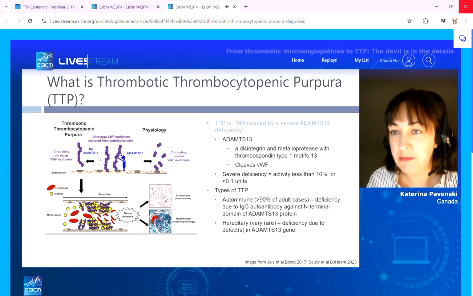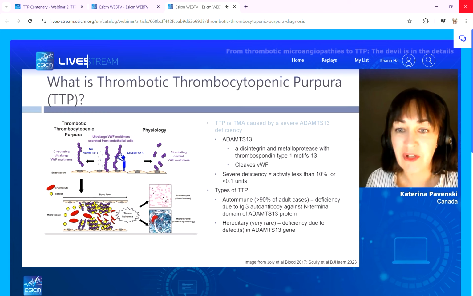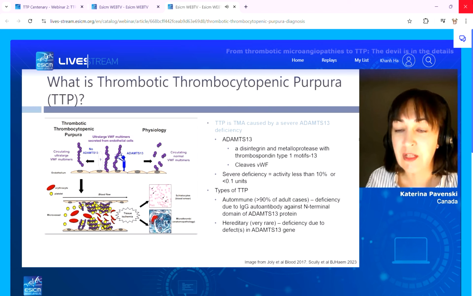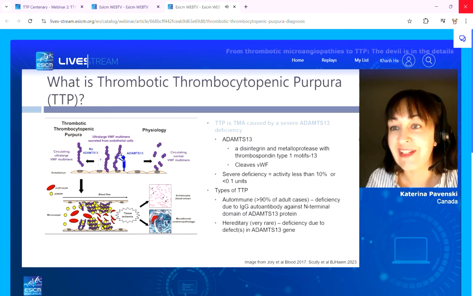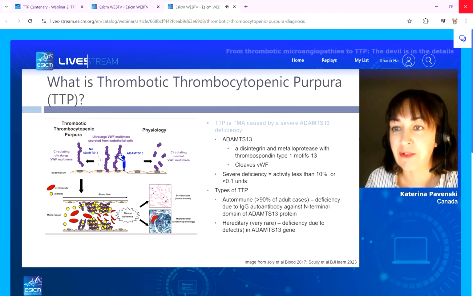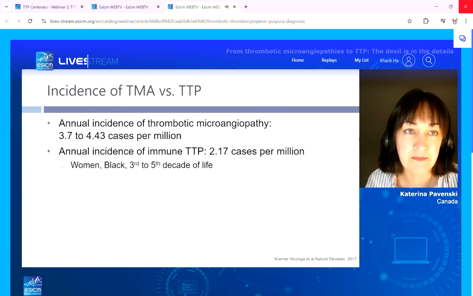There are 2 types of TTP that are recognized. The one that I see most frequently as an adult hematologist is the autoimmune form, where the ADAMTS13 deficiency is a result of IgG autoantibody directed against ADAMTS13 protein, leading to its neutralization or inhibition. There is a hereditary form, and this one is due to a genetic defect in the ADAMTS13 gene, and it is much more rare to see it in adults, but is a very significant diagnosis to be considered in pediatrics.